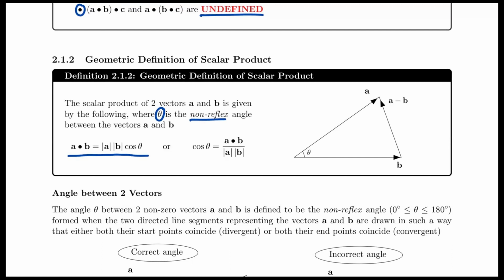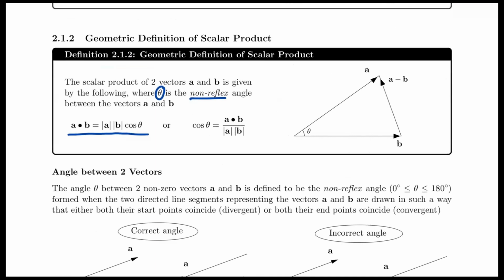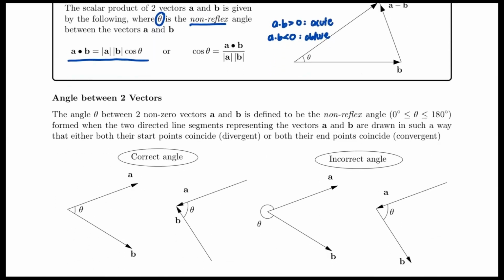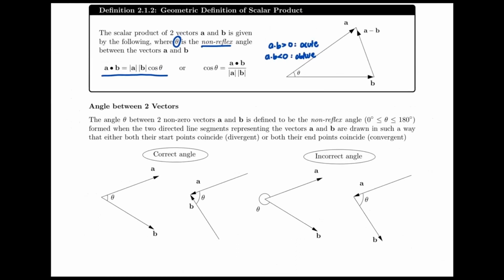How do you tell whether it is acute or obtuse? Look at the top. If your A dot B is greater than 0, this is acute. If your A dot B is less than 0, this is obtuse. Okay. If it's not written inside, you can jot that down.